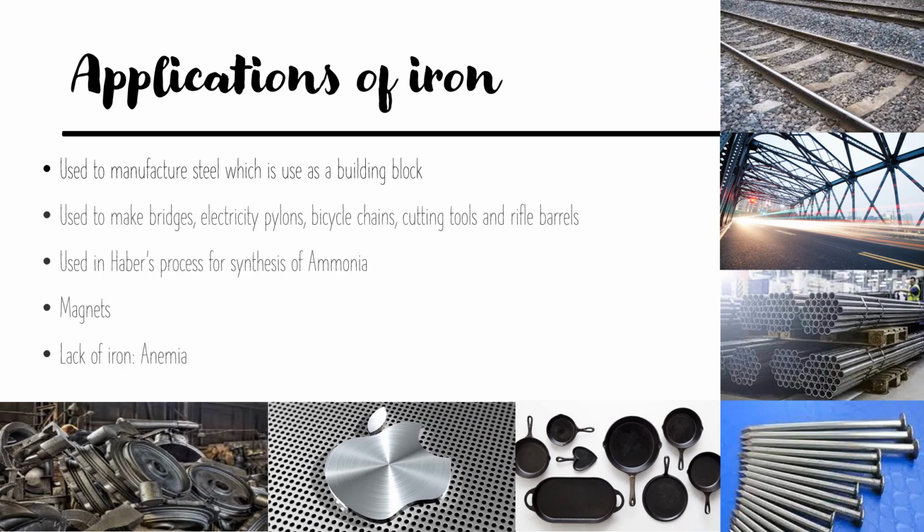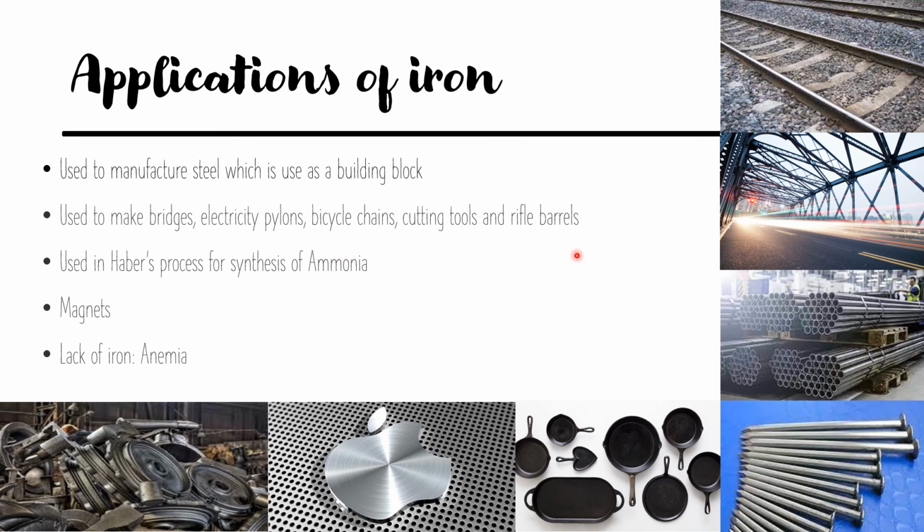In this slide, we will be talking about the applications of iron. I'm pretty sure that by looking at these pictures, we have got a clear idea that iron plays a very important role around us, and also it has a lot of applications. Looking at the first point, it is used to manufacture steel. Steel is a very important thing that has been obtained from iron, as we have seen in the previous slides, and it is used as a building block. Not only building blocks, but also in automobiles and utensils. It is used to make bridges, bicycle chains, cutting tools, and rifle barrels.